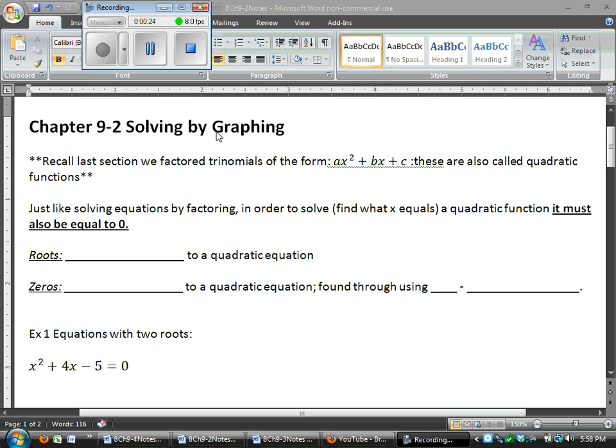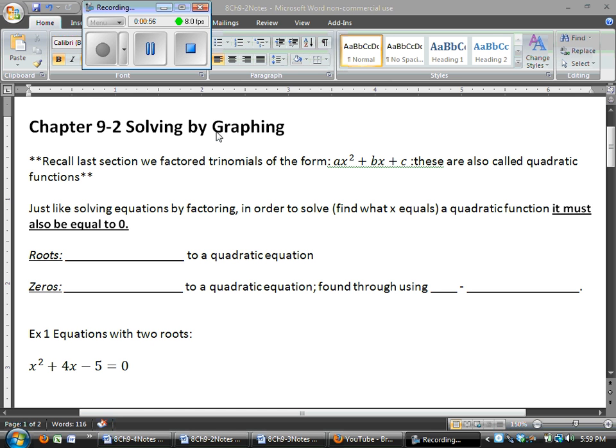We're still graphing quadratic equations, but this time we're going to use those graphs to solve them, meaning we're going to find the answers, what x is equal to. Remember last section we factored trinomials ax squared plus bx plus c. A is in front of x squared, b is in front of x, and c is added or subtracted at the end. And just like solving equations by factoring, what we did right at the end of chapter 8, where we had the equation equal to 0, and then we factored it, and took those factors and set them equal to 0 and found the answers.